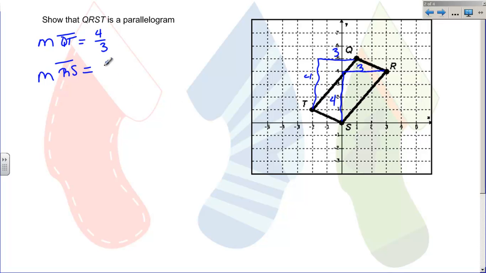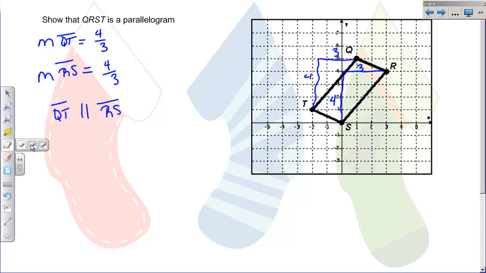Well, looky there. They have the same slope. Their y-intercepts are unimportant right now because you can see that they are not in the same place. They don't touch each other. So all that we are worried about is their slopes, and they have the same slope. So what I have just proven is that QT is parallel to RS, and I know that because their slopes are the same. Now, I'm going to do the same thing, but I've got to now check QR and ST.